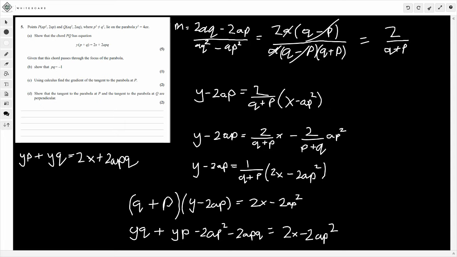And then hopefully you can see that we're just going to factor out the y, and then we have it in this form. So y times p plus q is equal to 2x plus 2apq. So that's part A done. A very long part, but thankfully the next few parts are quite quick. So let's move on to the next parts.